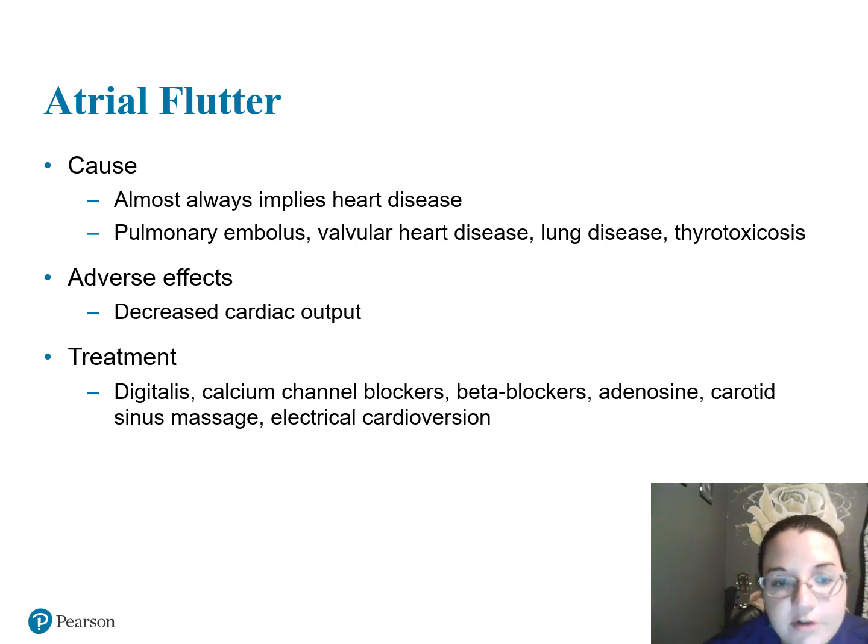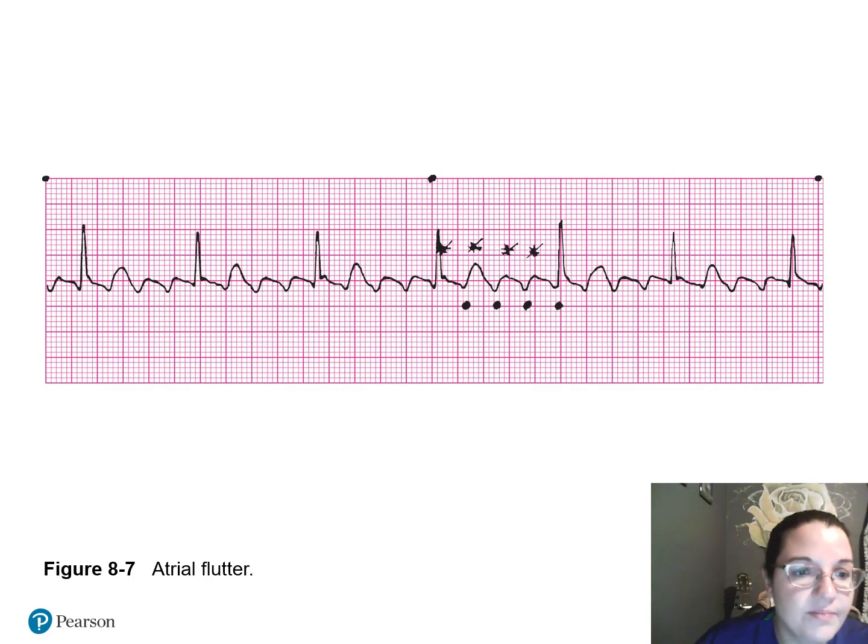All right, what are some adverse effects on the heart? Again, you should know this by now. Decreased cardiac output. How do we treat a flutter? We're going to give them digitalis, calcium channel blockers, beta blockers, adenosine, carotid sinus massage, and electrical cardioversion. Electrical cardioversion, also known as shock, or if you've ever done CPR, your AED.